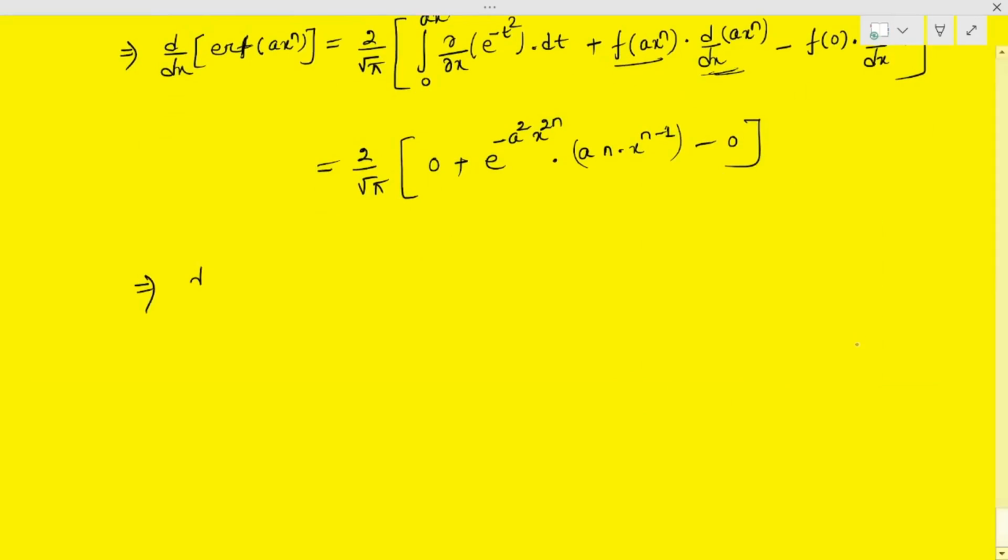That implies d by dx of the error function of ax to the power n will be equal to 2 by root pi, here 2an, we can write 2an into x to the power n minus 1 into e to the power minus a square x to the power 2n. This is the answer.